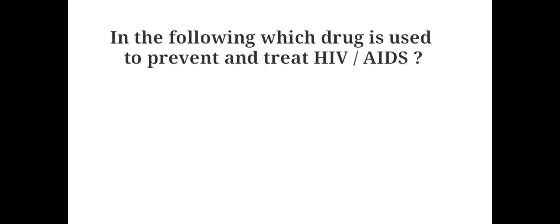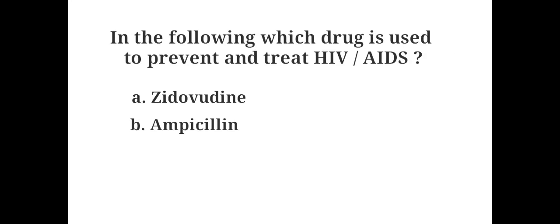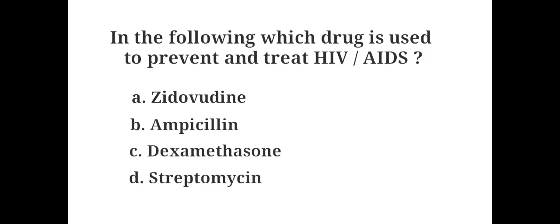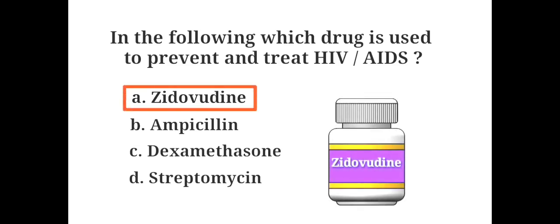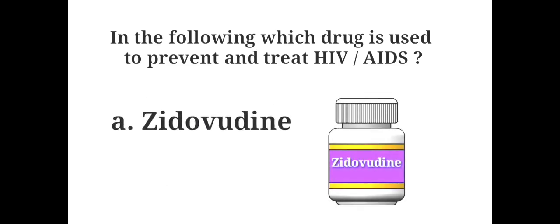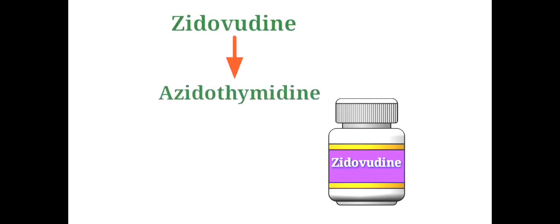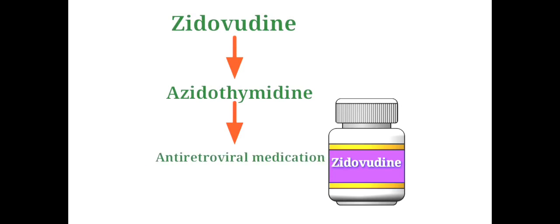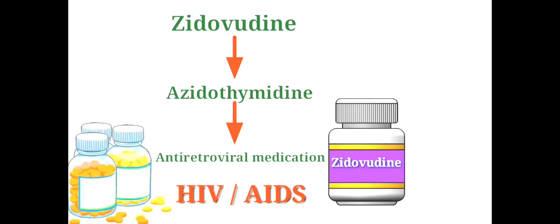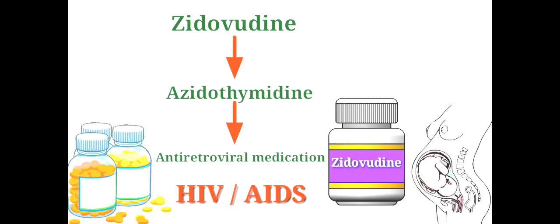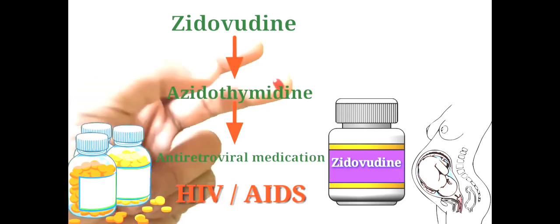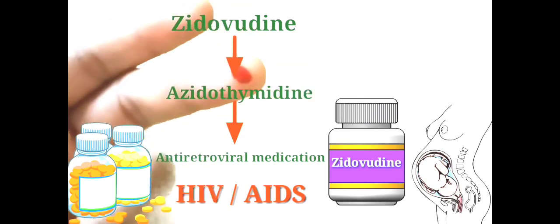In the following, which drug is used to prevent and treat HIV/AIDS? A. Zidovudine, B. Ampicillin, C. Dexamethasone, D. Streptomycin. And the answer is A. Zidovudine. Zidovudine is the drug which is used to prevent and treat HIV/AIDS. Zidovudine, also known as azidothymidine, is an antiretroviral medication used to prevent and treat HIV/AIDS. It is generally recommended for use with other antiretrovirals. It may be used to prevent mother-to-child spread during birth or after a needle stick injury or other potential exposure.